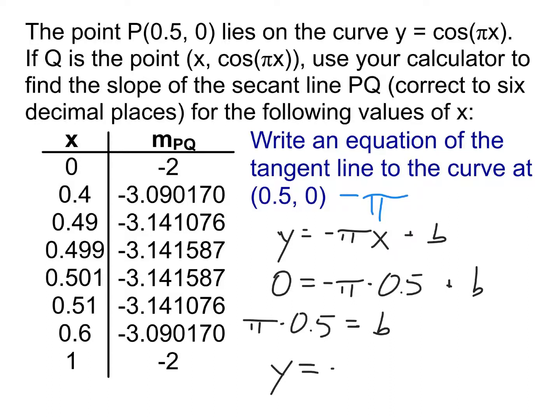Y equals negative pi x plus pi times 0.5. But pi times 0.5 just looks a little bit more awkward than it needs to. So 0.5 is the same as what fraction? 1/2. And pi times a half equals what? What is half of pi? Pi over 2, yeah. So I want to write it as pi over 2 just because it's that little bit cleaner to write it that way. So then my final equation is y equals negative pi x plus pi over 2.